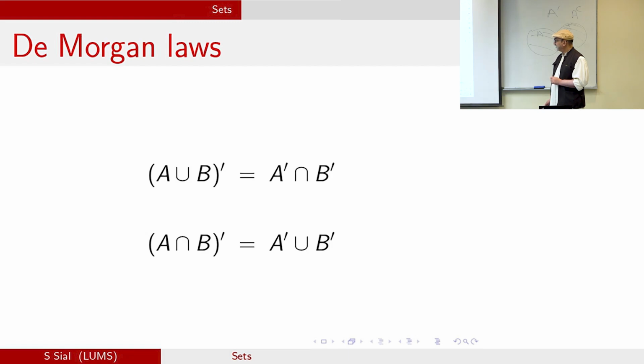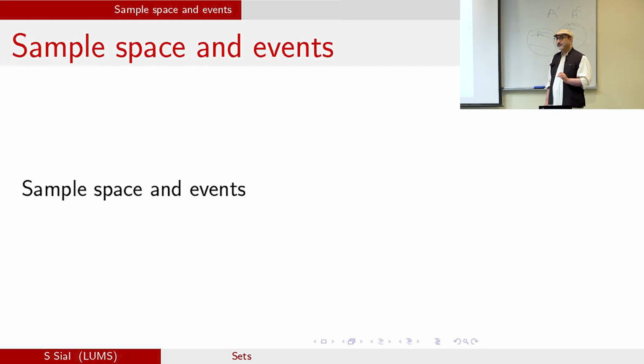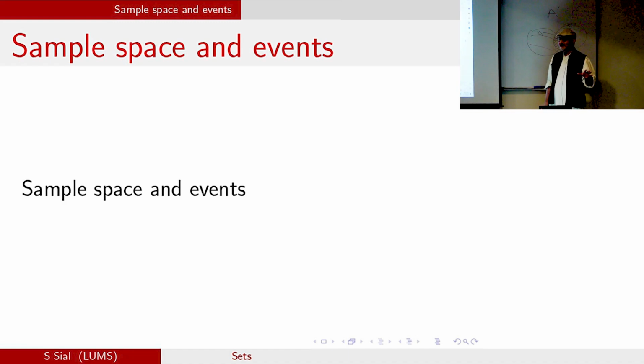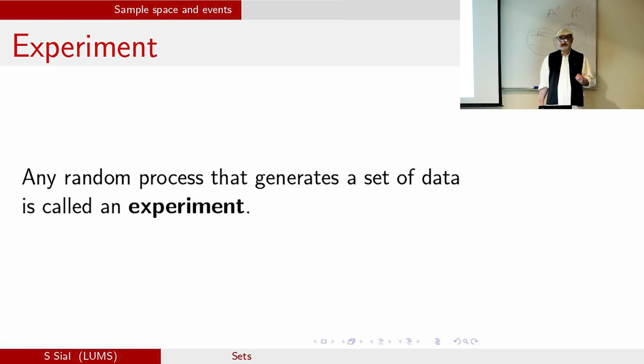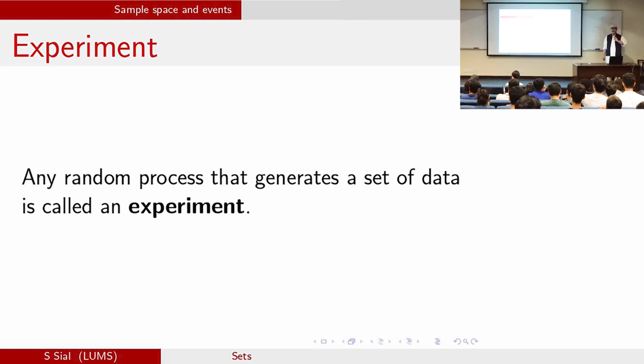Okay. So now it turns out that the set that we want to talk about and its subsets are called the sample space and events. So we have an experiment which generates a set of data, typically random data. So I can record a stock price every day, the closing stock price every day. I don't know what it's going to be. It's some set of random data, for example.